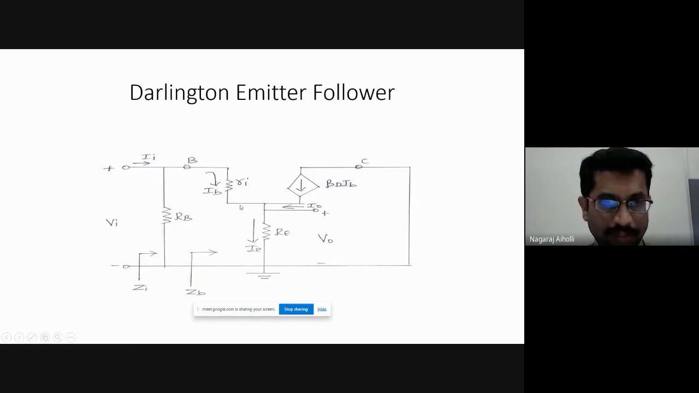The input current is Ii, the input voltage Vi, the input impedance Zi. The impedance between the base terminal and ground is Zb. The output current is I naught, which is nothing but the emitter current IE because there is no resistance here. So I naught equals IE. The output voltage is V naught. The current into the base terminal is IB. These are a few of the parameters of the Darlington emitter follower circuit.